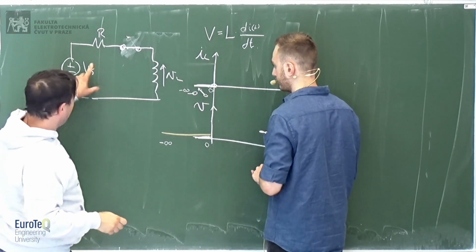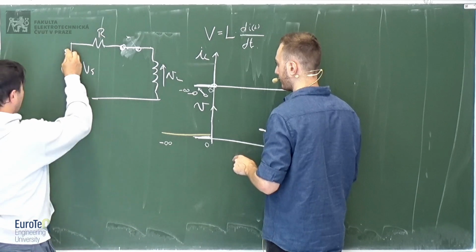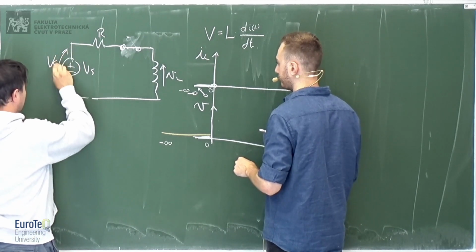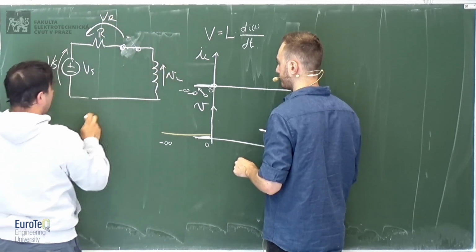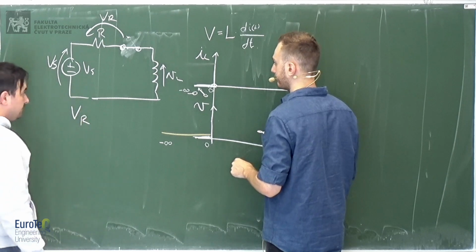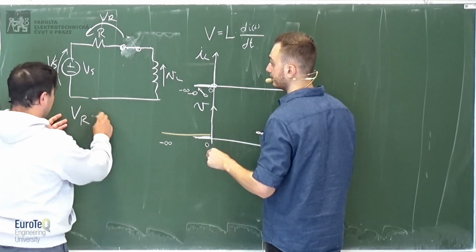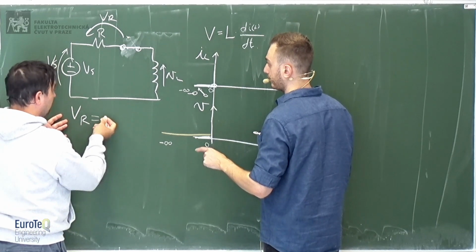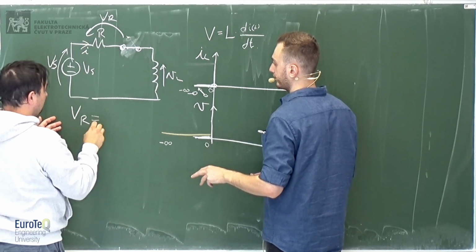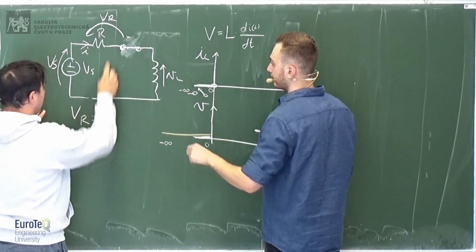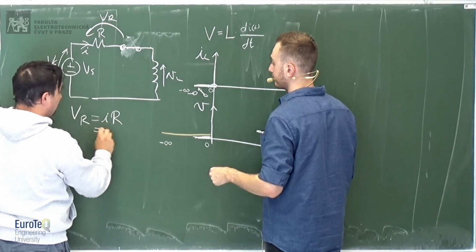What happens to the voltage? Look at this circuit. You have Vs, you have VR, and you have VL. How much is VR? Formula, Ohm's law. Just watch this. It's going to be IR.